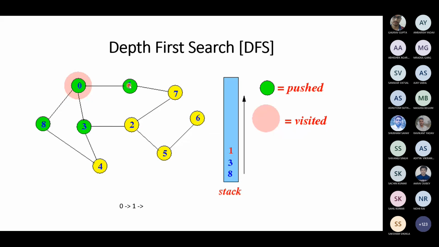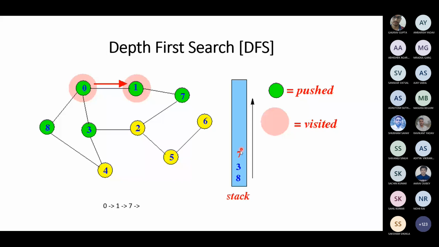8, 3, 1 will be stored into the stack. Those nodes are pushed into the stack. So the next node you will visit is the top. Top will be visited after 0. 1 will be visited. After 1 is visited, the element that will be pushed into the stack is 7. Correct? Yes, sir. So 7 is pushed into the stack.